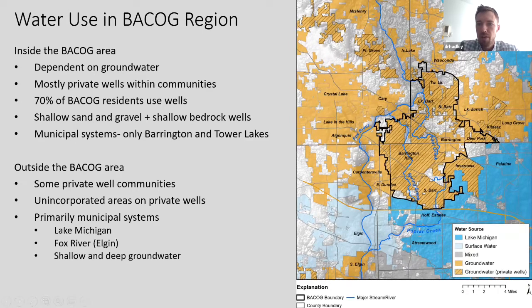And then outside of the BACOG region, it becomes much more diverse in terms of water use. Here in Elgin, they use the Fox River water. And in Crystal Lake and Lake in the Hills, they're on groundwater, but they have a mix of shallow wells, shallow bedrock wells, and also deep sandstone wells. And then as you get towards the eastern area over here, those communities are all on Lake Michigan water. So it's quite a diverse use of water in the greater region.